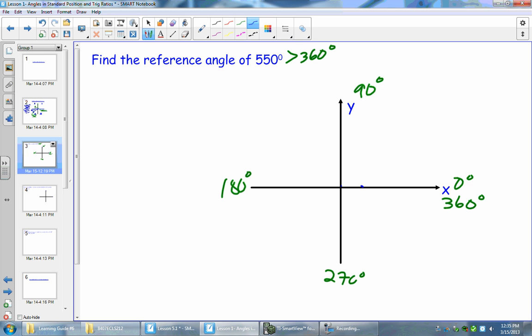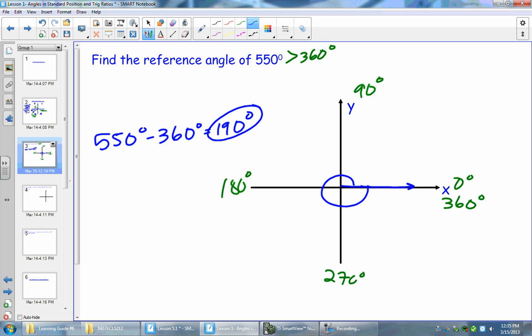So we start right here at the initial arm, right along the positive x-axis. When we rotate once, we're going to get back to where we started, but we need to rotate a little bit more. To find that number, you take 550 and you subtract 360. When you take 550 minus 360, you're going to get 190. So we need to rotate 190 degrees more in this Cartesian plane. So this is 180, and of course we need to go 10 degrees more because it's 190. So we're going to end up right in here. There's my terminal arm right there, and that ends up in quadrant 3.